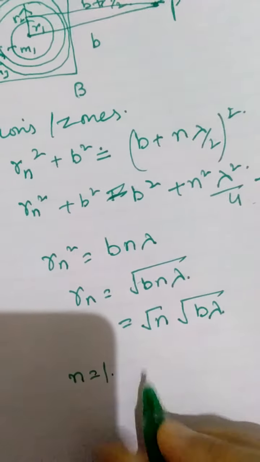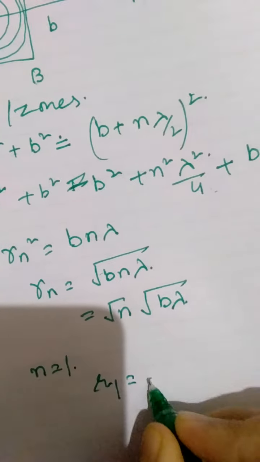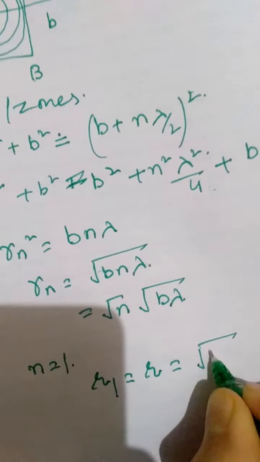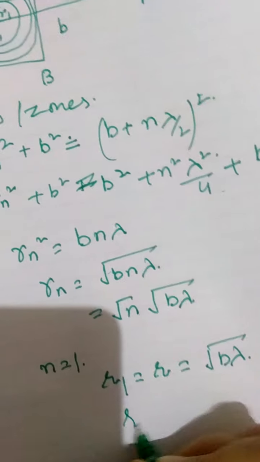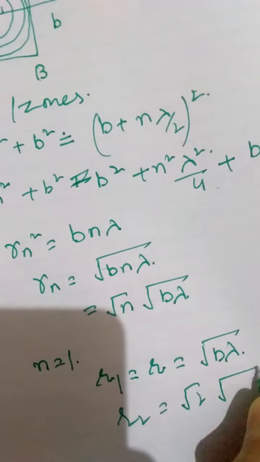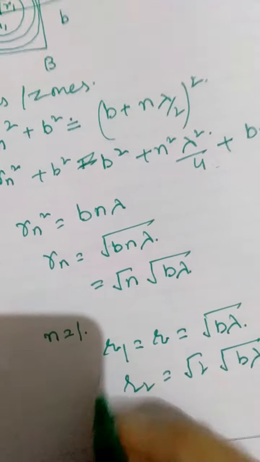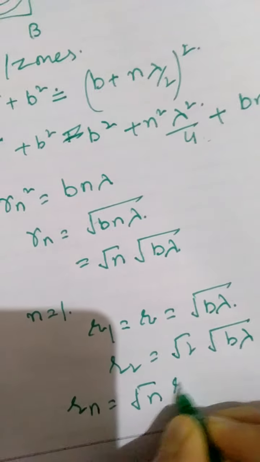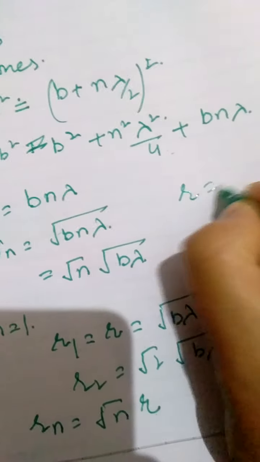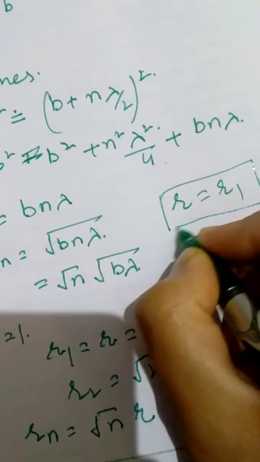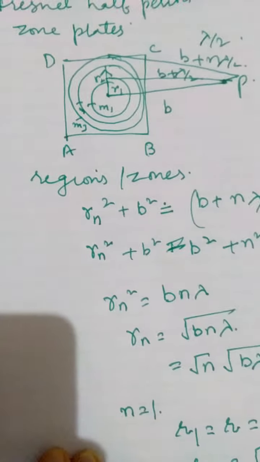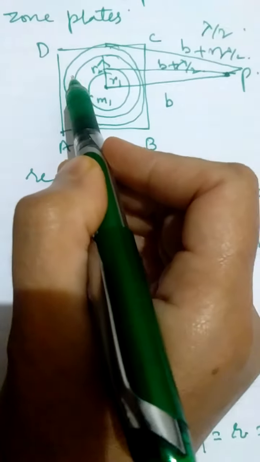For the first zone, n is 1. So R1, say R, is equal to under root b lambda only. Similarly, R2 will be root 2 times this root b lambda, or root 2 times R. Or in general, we can say that the radius of the nth zone is root n times R, where R is the radius of the first zone. R is R1, right?